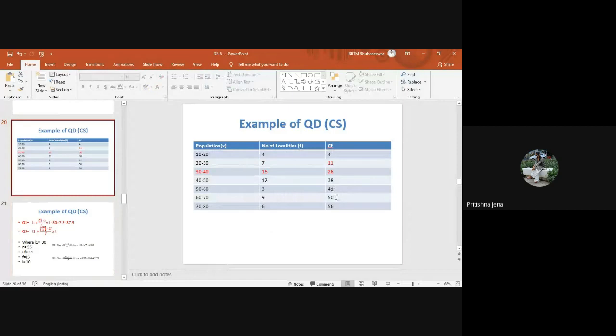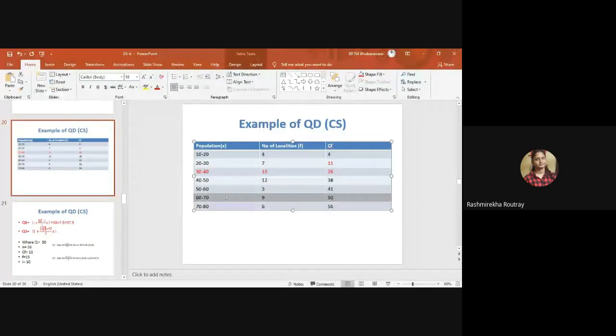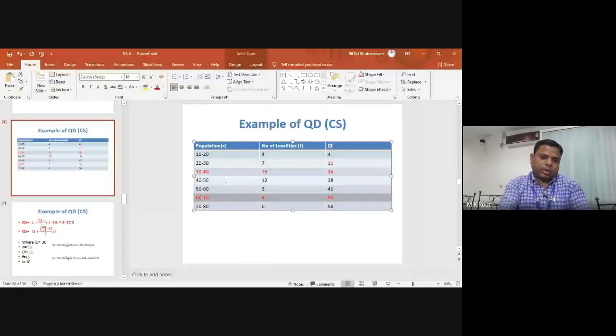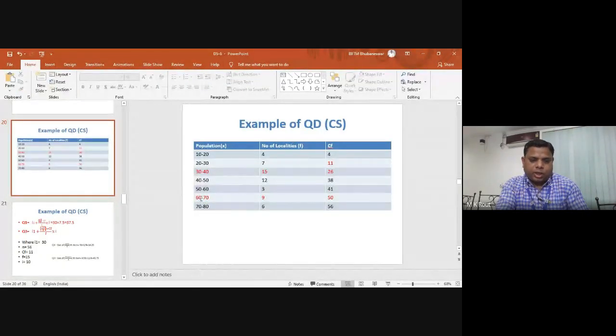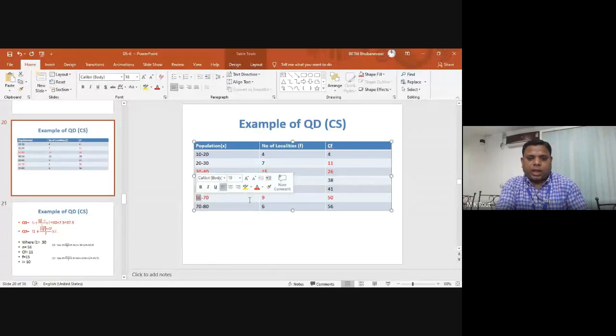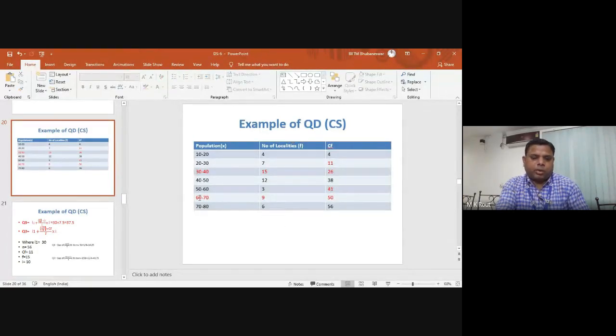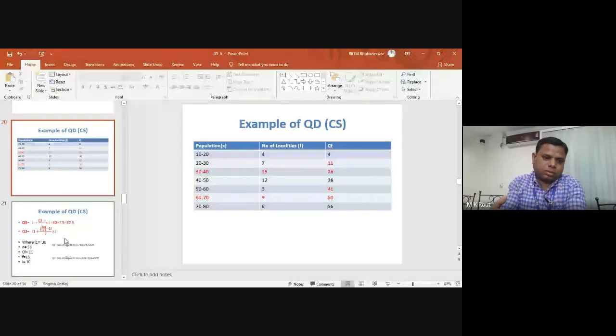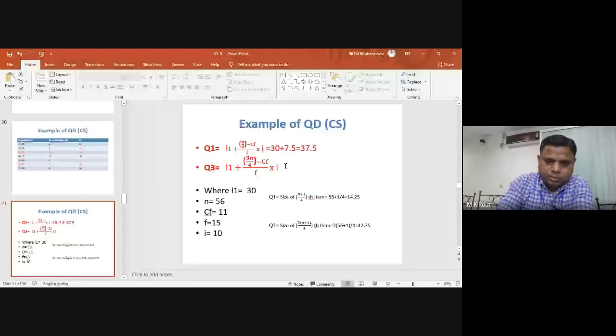60 to 70. This interval, this row is chosen. From here, you can get the value of L1. L1 equals 60. F is equal to 9. And your CF value is 41 here. I just highlighted it in red color. You got L1 as 60, F value is 9, CF value is 41, and N is given, that is 56. Calculate the value of Q3.